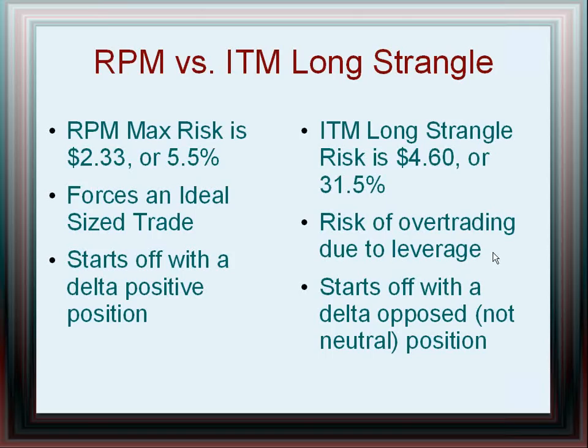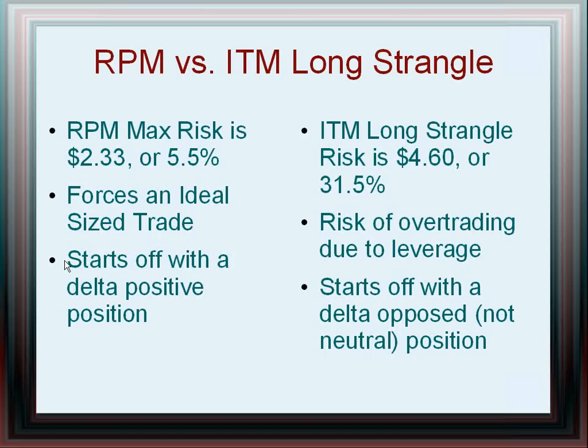Again, I have to be fair. With this in-the-money long strangle, that 31.5% risk or loss would only be realized if we held the stock all the way to expiration, the stock was trading between the 2 strike prices, between the 40 put and the 30 call, and we did no adjustments.